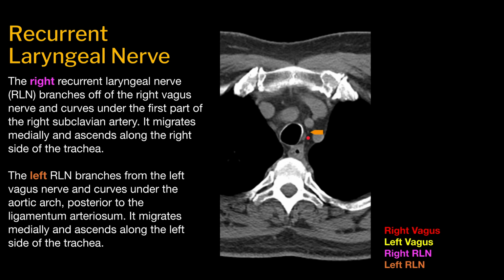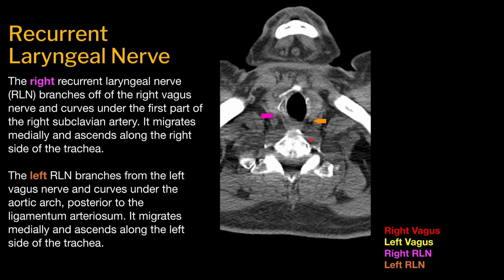The right does a similar thing, except rather than looping under the aortic arch, it loops underneath the right subclavian artery.